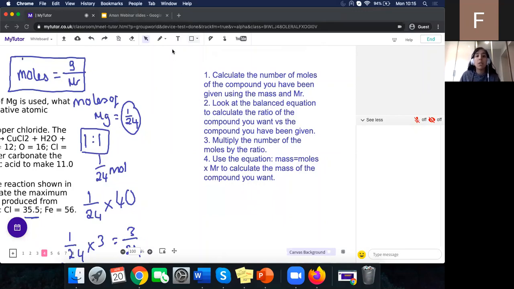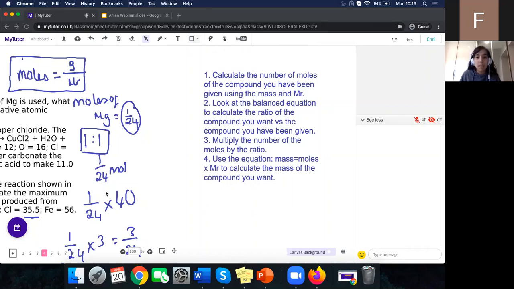Someone's asking, will the equation always be balanced? Yes. Unless they say it's not balanced, it will always be balanced. And also, you can always check. It's very quick to just check. I tend to always check just in case. But yes, they will always be balanced unless they tell you to balance it first.